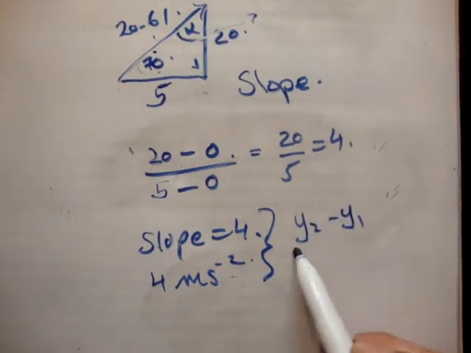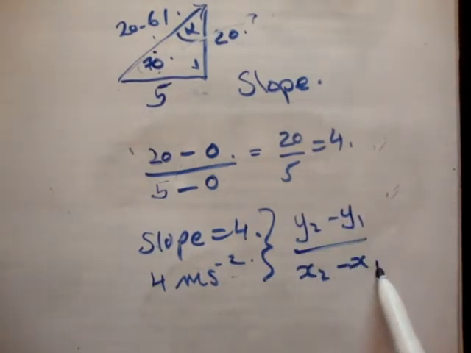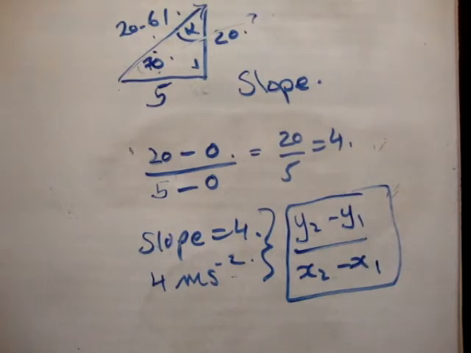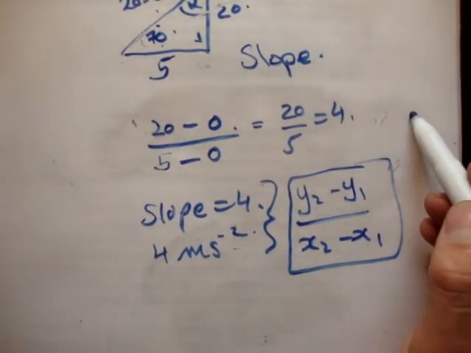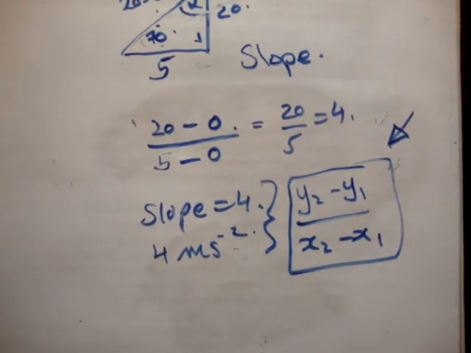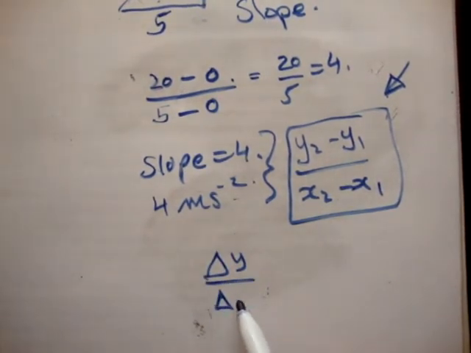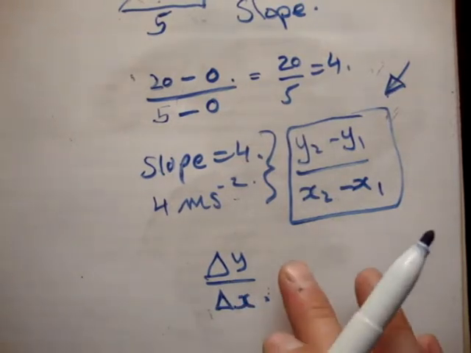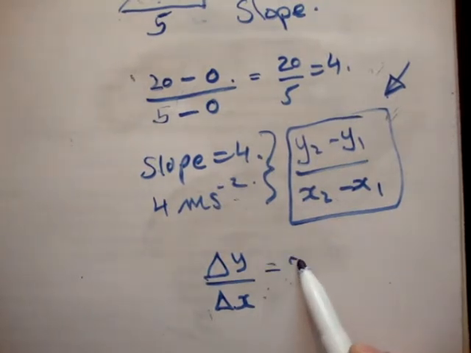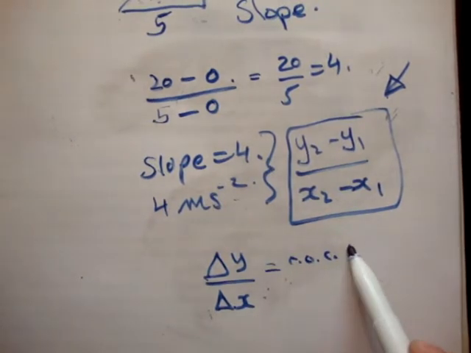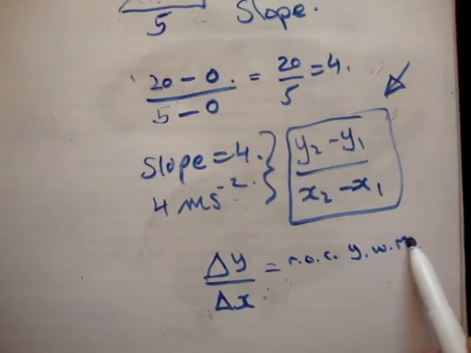y2 minus y1 over x2 minus x1. I don't like learning formulas like that because it's kind of monotonous, and if you don't understand it, you'll never be able to use it. So it's the change in y over the change in x. That's all it is. That's what a slope is. The rate of change of something with respect to something else. So it's the rate of change of y with respect to x.